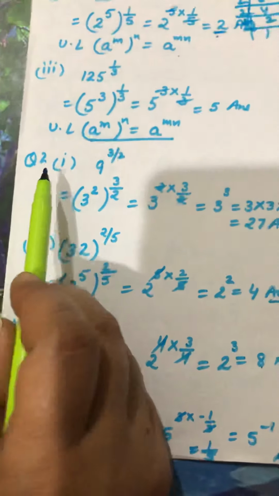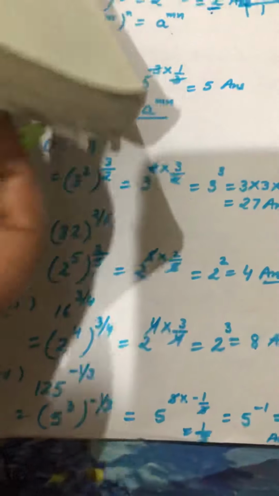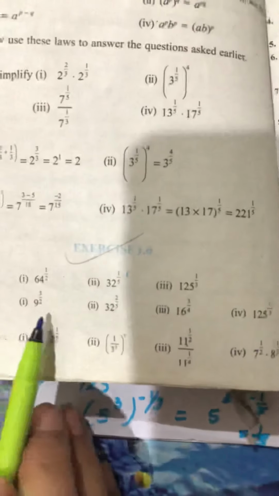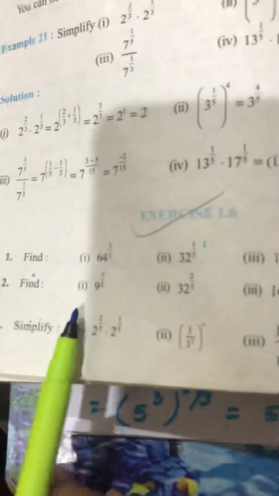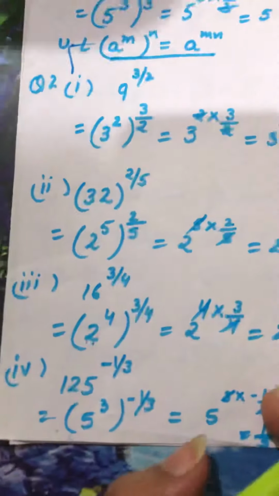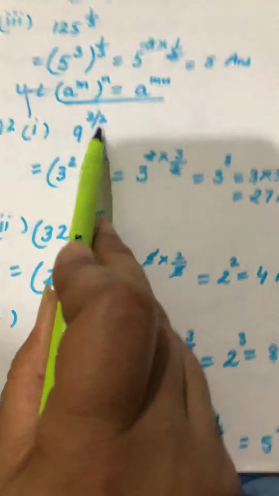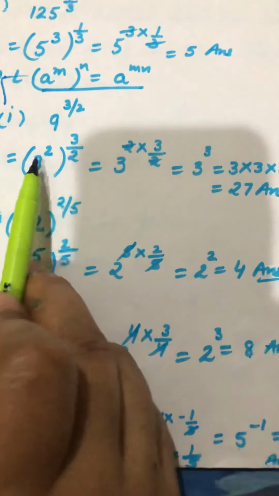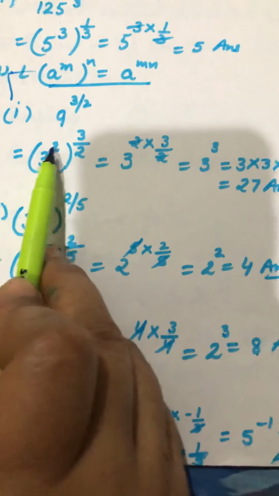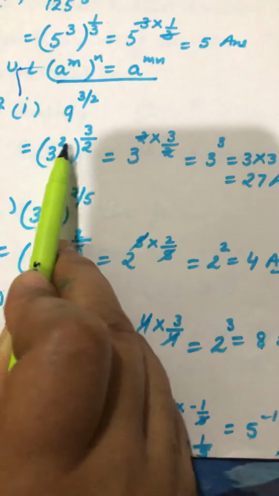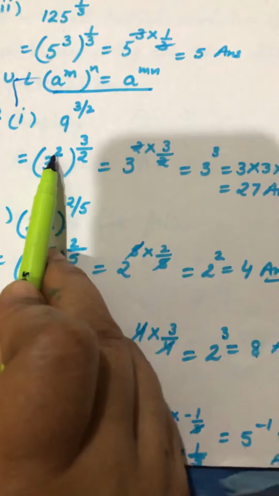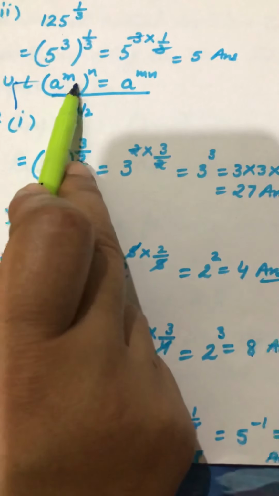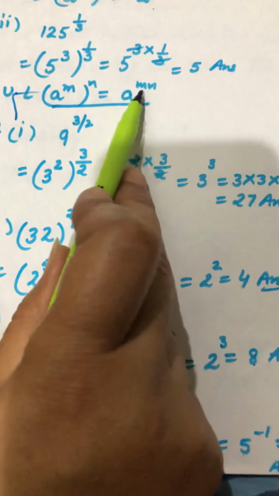Now question number 2 is find 9 raised to power 3 by 2. So first part is 9 raised to power 3 by 2. Again 9 will be written as 3 square, so 3 square whole power 3 by 2. So both the powers will multiply again using that law, a raised to power m whole power n is equal to a raised to power mn.